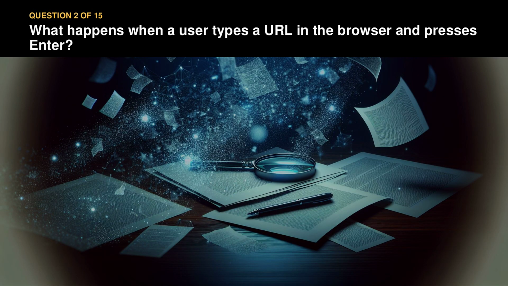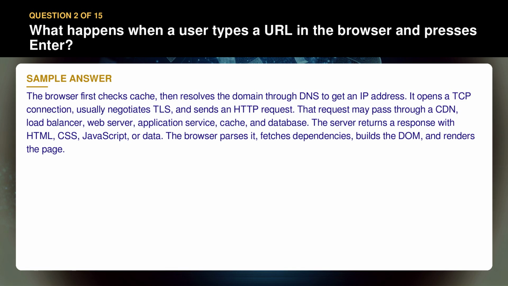Question 2. What happens when a user types a URL in the browser and presses enter? The browser first checks cache, then resolves the domain through DNS to get an IP address. It opens a TCP connection, usually negotiates TLS, and sends an HTTP request. That request may pass through a CDN, load balancer, web server, application service, cache, and database.